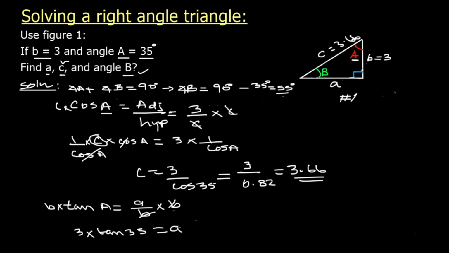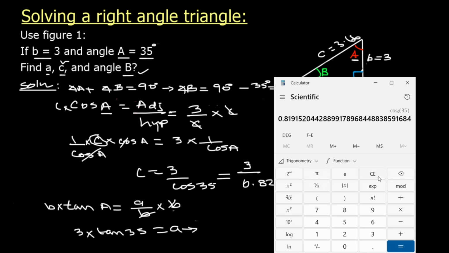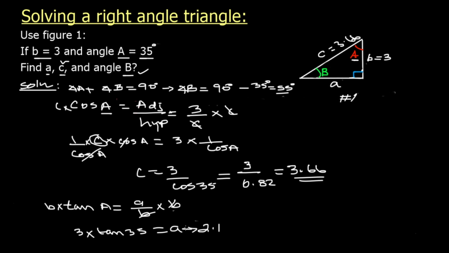We could have done this as well. So at the beginning, when we tried to use sine, we could have tried tan as well. So what is tan of 35? 35 degrees of tan multiplied by 3. We get 2.21. So our A becomes 2.21.